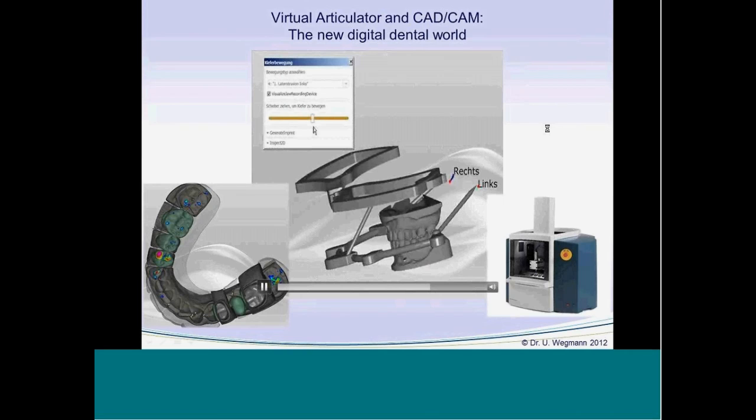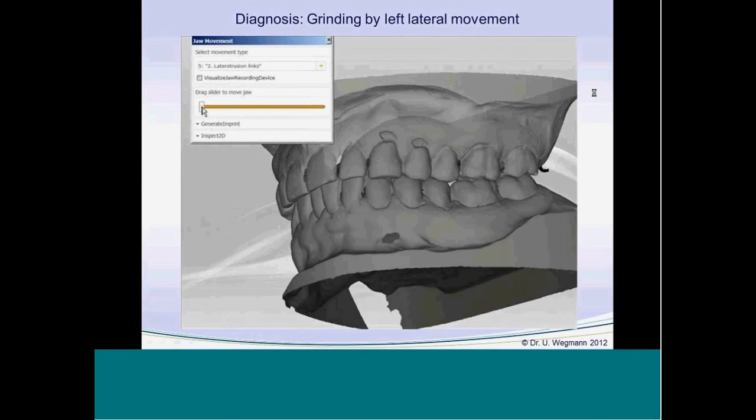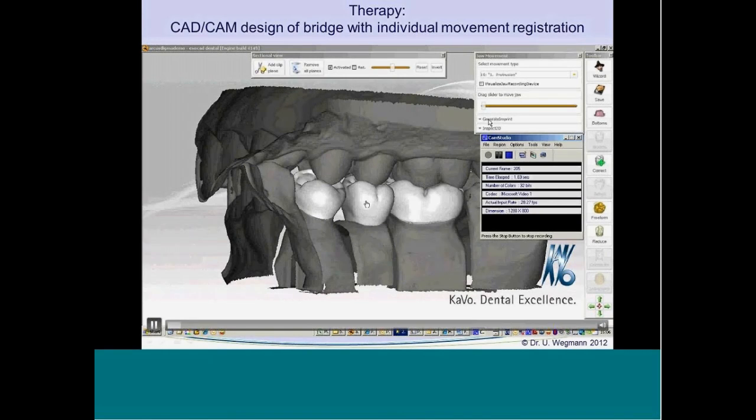Here you can see the grinding and the facets here on the canine and the premolars as a sign for functional disturbance. And then you can do your design of crowns or bridges or partial dentures, which you want to manufacture by CAD/CAM systems.